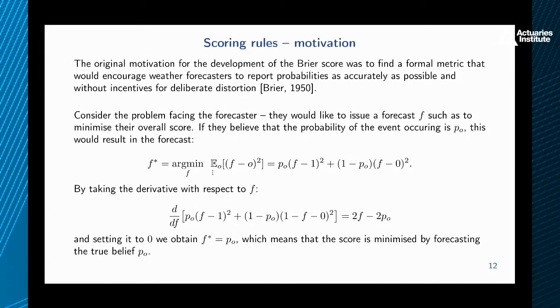Then if they were trying to minimize their score with that knowledge of P0, they would choose the forecast to be the minimum of the expected value of forecast minus the outcome, squared, with the expectation taken with respect to their true belief. So after some straightforward manipulations, taking derivatives with respect to f and setting it to 0, we find that indeed, if our penalty is the squared error, then the forecast that minimizes the score is the true belief.